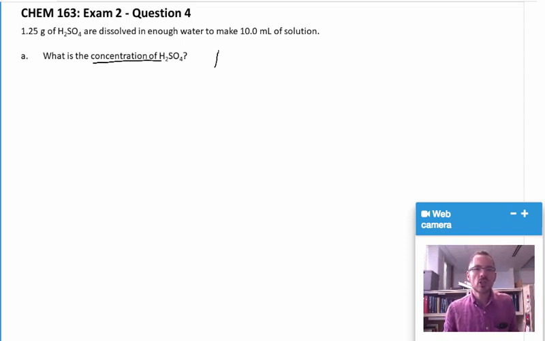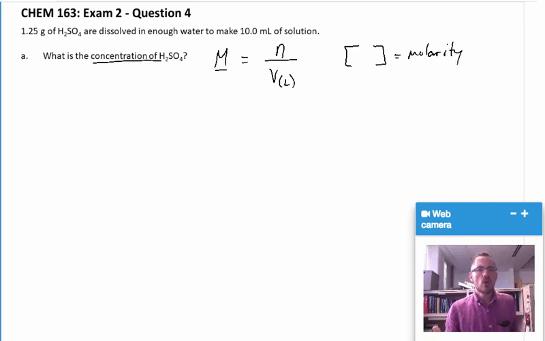Now concentration will be focusing on the units of molarity, which will always be defined as the number of moles of our solute, or what's being dissolved, divided by the volume in liters of our total solution. And sometimes you will see the notation of a bracket to indicate molarity as well. So whenever we talk about concentration, rather than concentration of H2SO4, you might see a bracket.